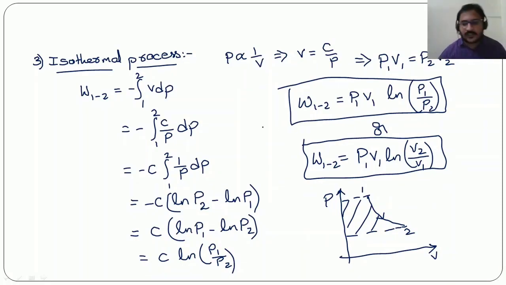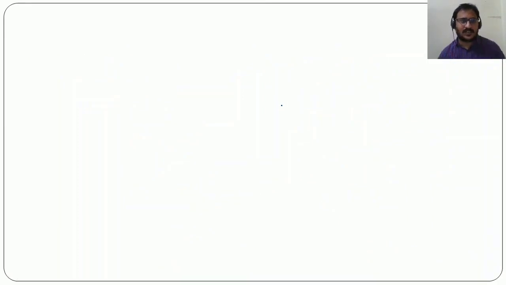Okay. Now, this is the formula for work done in case of isothermal process. If you observe keenly this isothermal process, you can understand that for closed system or open system, the formula for isothermal process is same. Work done formula for isothermal process is same. Okay. Now, let us go for the next process, that is isentropic process.